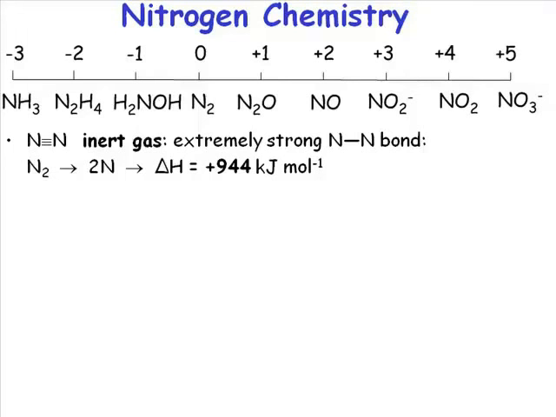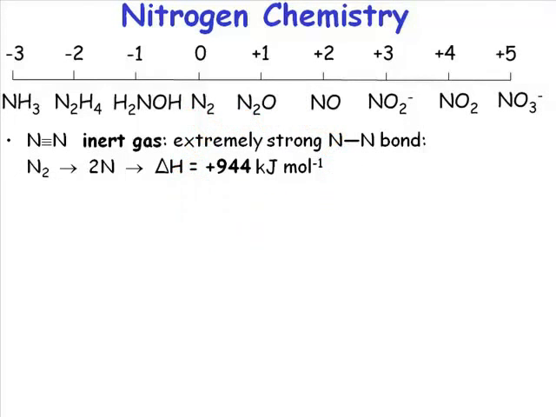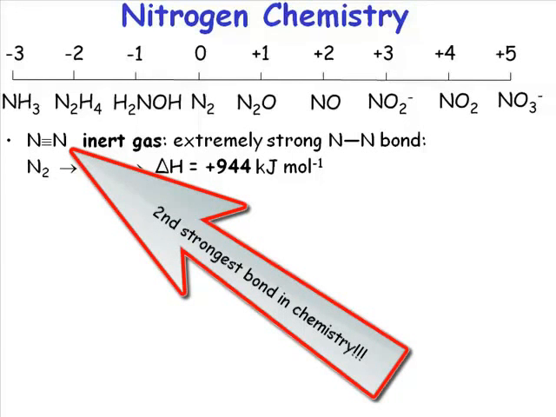Any reactivity of N2 requires us to break a triple bond, a non-polar triple bond, with a bond dissociation energy of +944 kilojoules per mole. That nitrogen-nitrogen bond is the second strongest bond in chemistry.